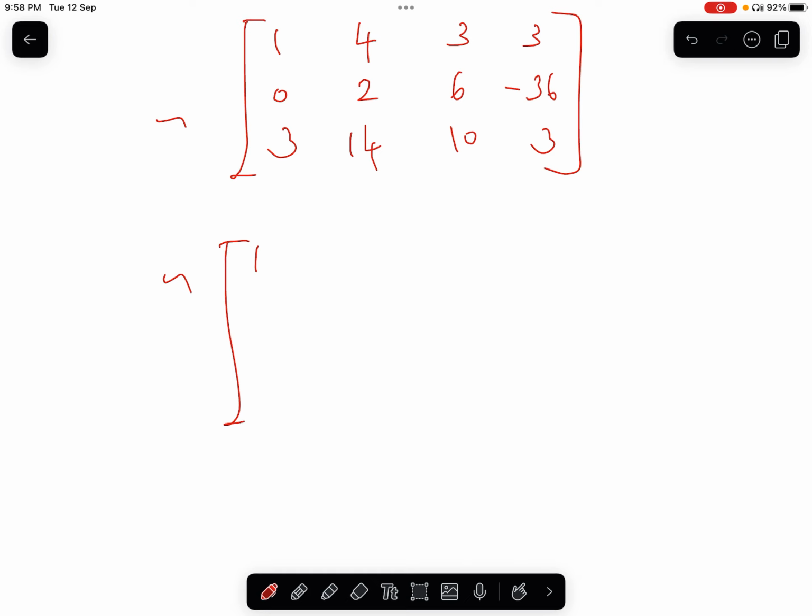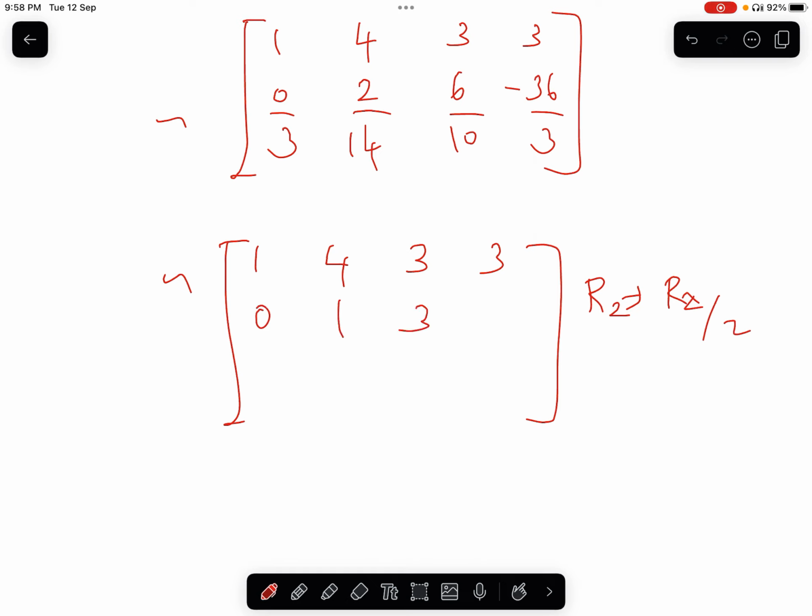Here let us write the first row as it is, and the second row we are going to divide by 2, since every element in the second row is divisible by 2. So 0 divided by 2 is 0, 2 by 2 is 1, 6 by 2 is 3 and minus 36 by 2 is minus 18. Similarly, the third row we write as it is, and next we can reduce the third row.